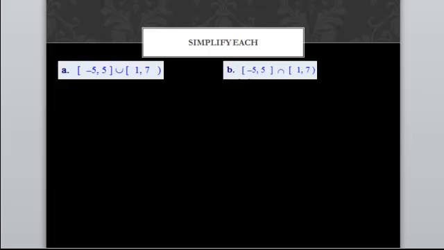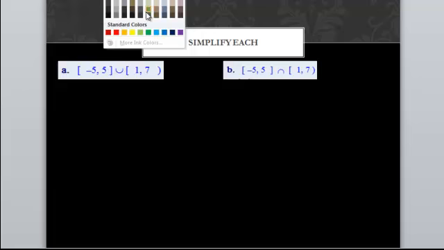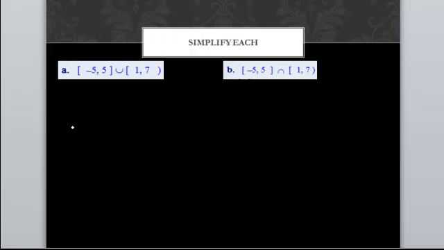Okay, let's see if we can work on some of these. I need to change my color really fast. Let's try this color, see if it works. What I want to do is graph each of these intervals separately and then do what the union or intersection symbol tells us to do. So I know I can't draw very straight lines on this thing, so bear with me here. Alright, the first one goes from -5 to 5 and the second one goes from 1 to 7.